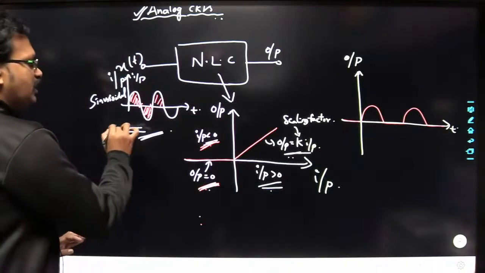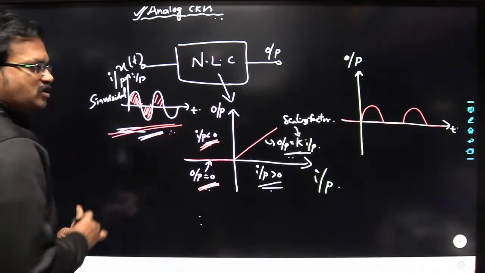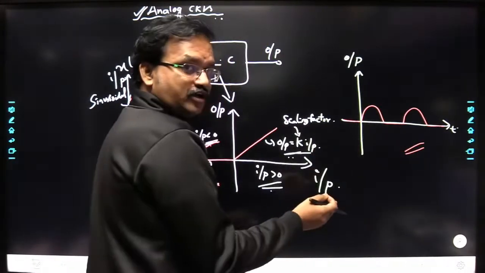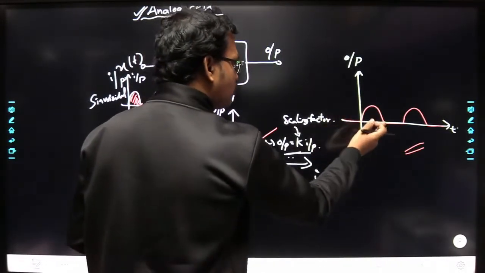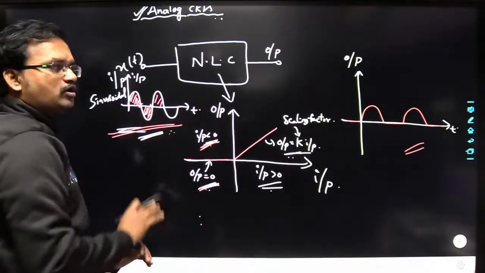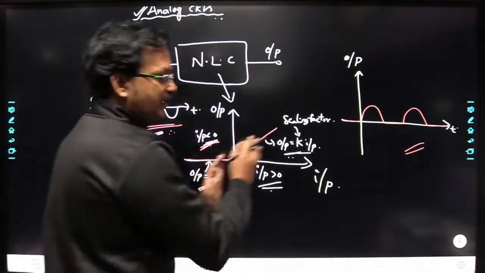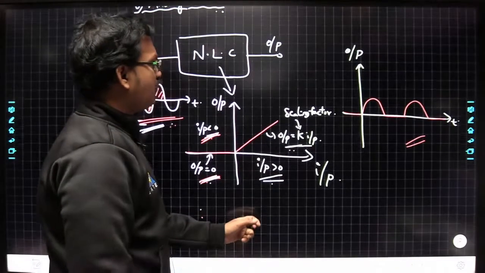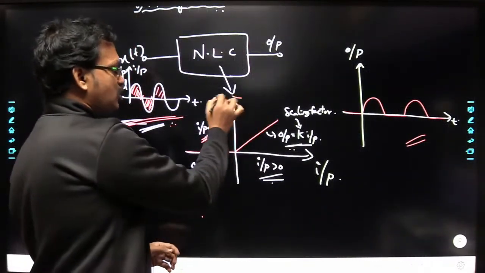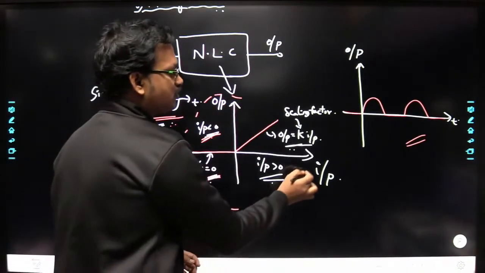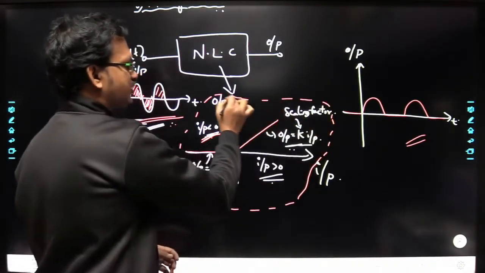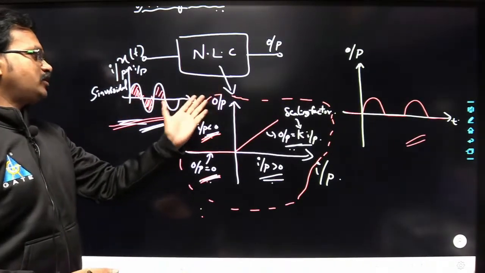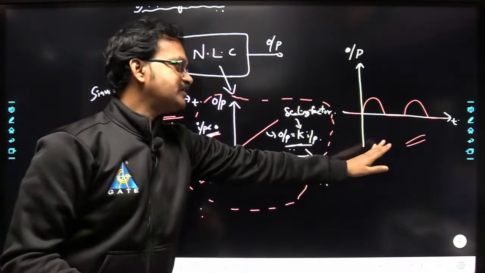So here the input waveform is a pure sinusoidal signal, whereas the output waveform is distorted. Distorted means the shape of the output waveform is not the same as the input waveform. So we are getting some distorted output here. This circuit is a non-linear circuit. So whenever you are operating with a non-linear circuit, the output will get distorted from the input.